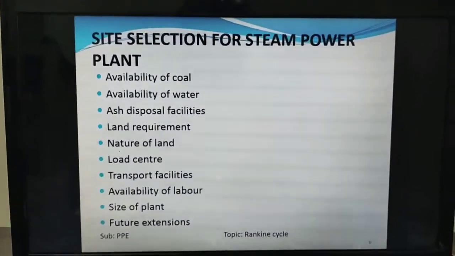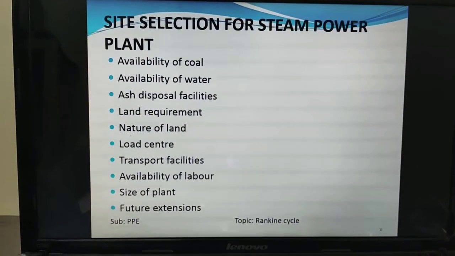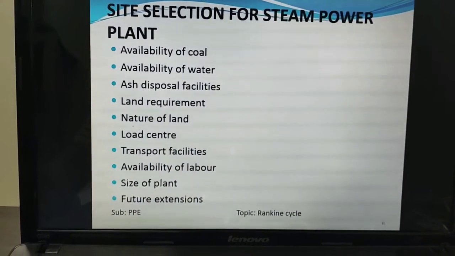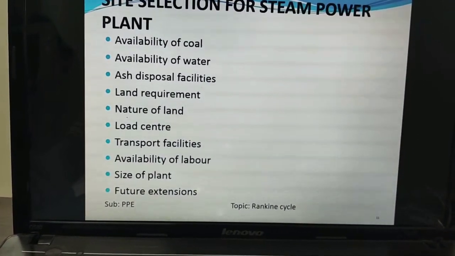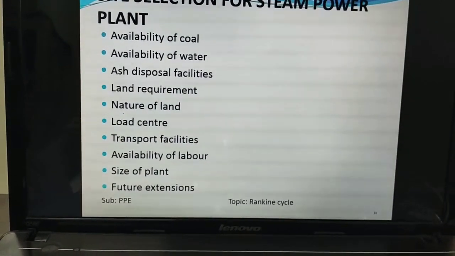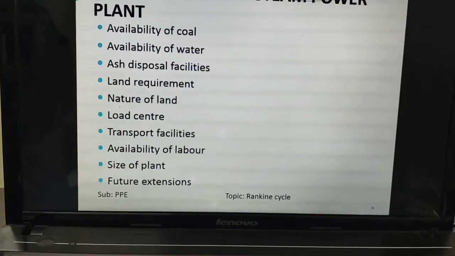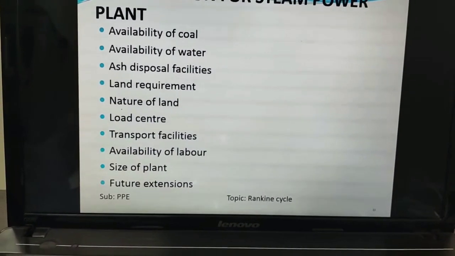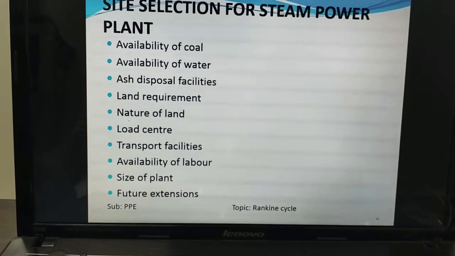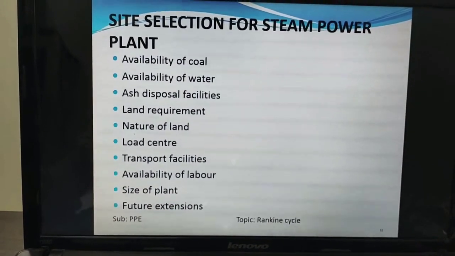And finally, site selection for a steam power plant. The first one is availability of the coal, water, ash disposal facility, land requirement, nature of the land, load center, transport facility, availability of the labor, size of the plant, future expansion. So this is my first PPT presentation and online lecture.